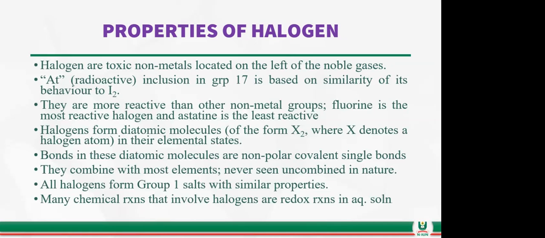So we can really say that if fluorine is the most reactive in group 17, then astatine is the least reactive. Halogens form diatomic molecules. They don't exist as monoatomic molecules. So when you are talking about chlorine, chlorine can only be dealt with as an entity, as a chlorine gas, which is Cl2, iodine gas, I2, bromine gas, and then fluorine gas. They are diatomic in nature.